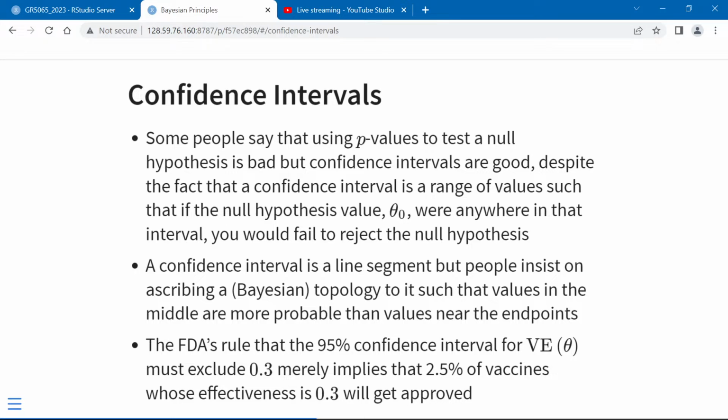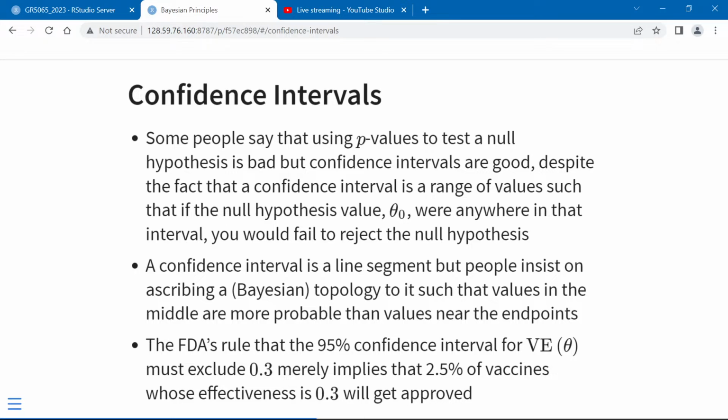So the FDA's rule that the 95% confidence interval for the vaccine effectiveness should exclude 0.3 is, from a frequentist perspective, maybe not so attractive. It just implies there's a 2.5% chance that a vaccine whose effectiveness is 0.3 will get approved. It doesn't say anything in particular about a situation in which the vaccine effectiveness is not 0.3, because the whole calculation leading up to it was conditioned on that fact.